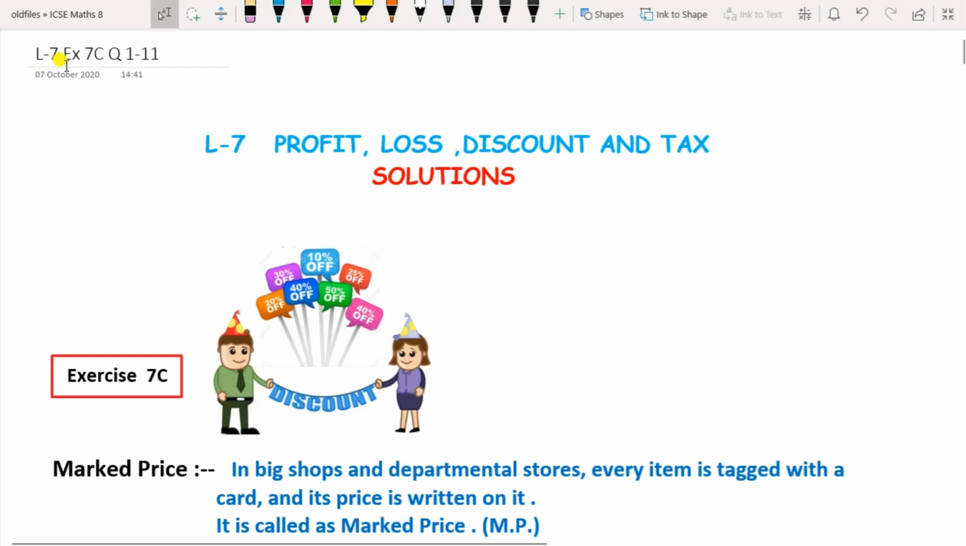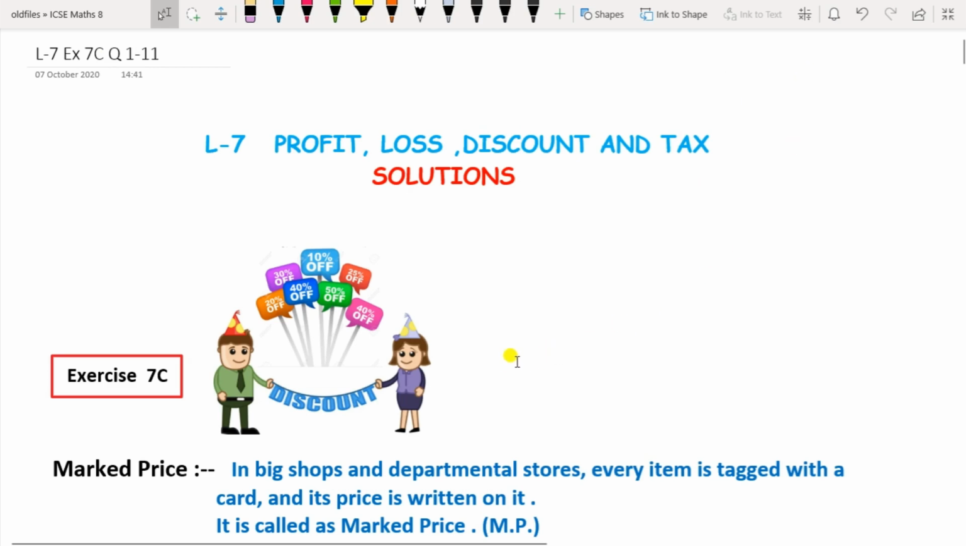In this video we are going to see the solutions of exercise 7C of lesson 7, Profit, Loss, Discount and Tax, from question 1 to 11. This is of the ICSE 8th standard syllabus from RS Agarwal. In the I link above I have shared the video of exercise 7B. You can go through that video.